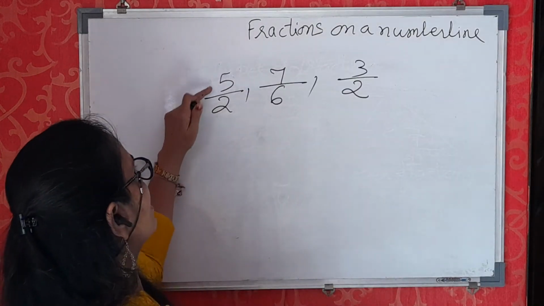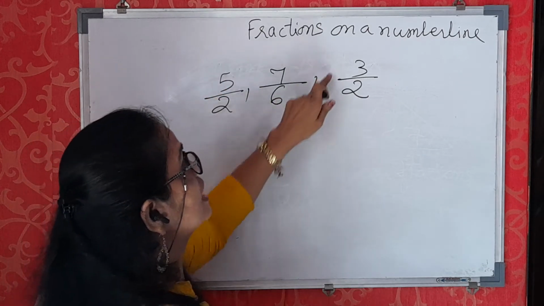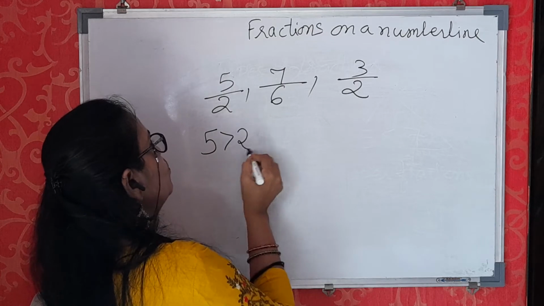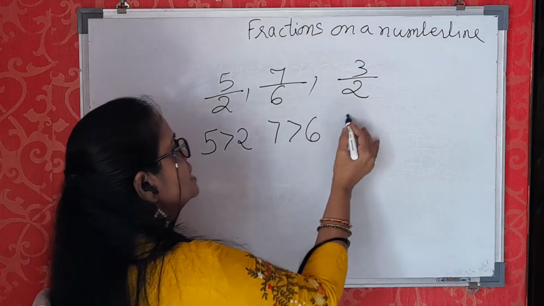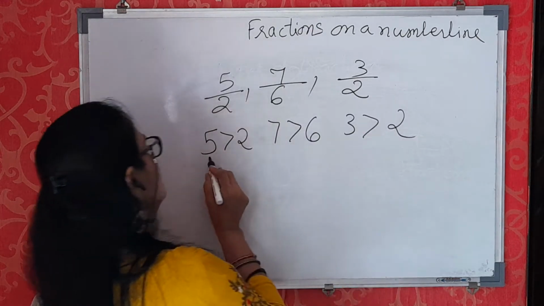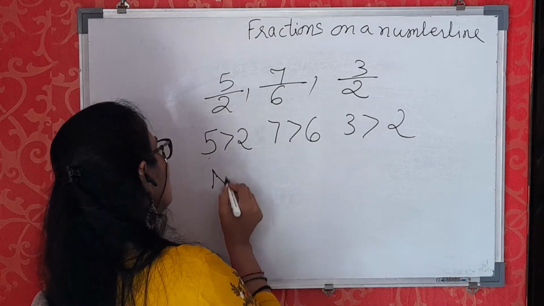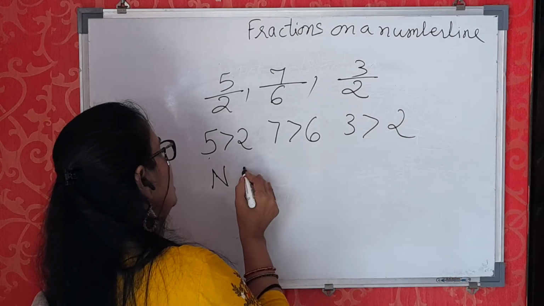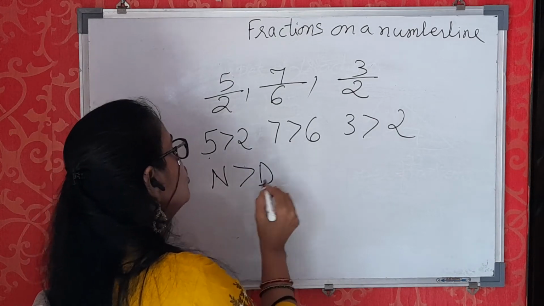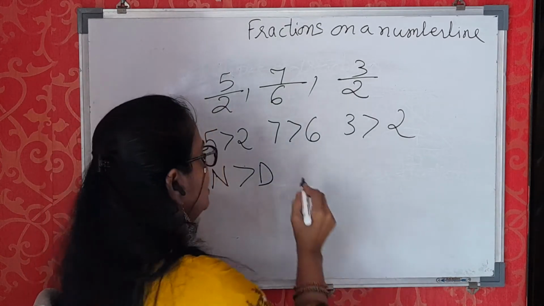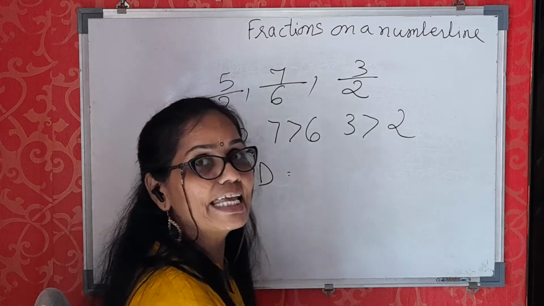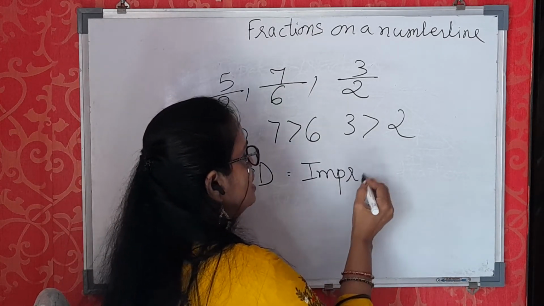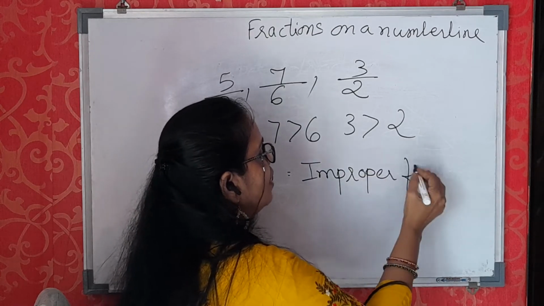Now here 5 upon 2, 7 upon 6, 3 upon 2. That means 5 is bigger than 2, 7 is bigger than 6, 3 is bigger than 2. These 5, 7, 3 are in the numerator and 2, 6, 2 are in the denominator. So when your numerator is bigger than the denominator, then it is an improper fraction. It is known as improper fractions.